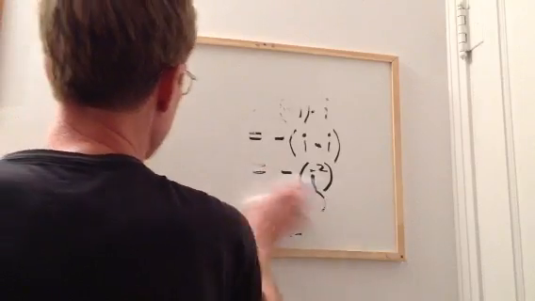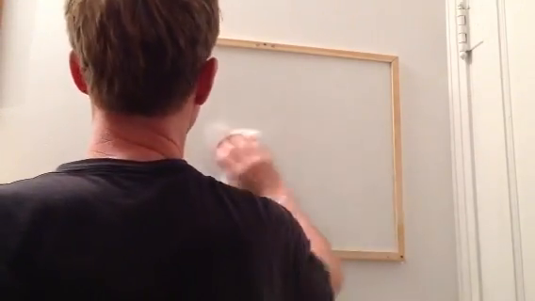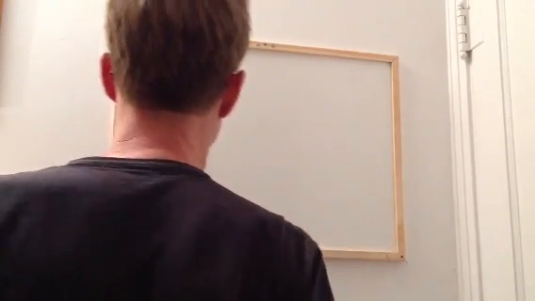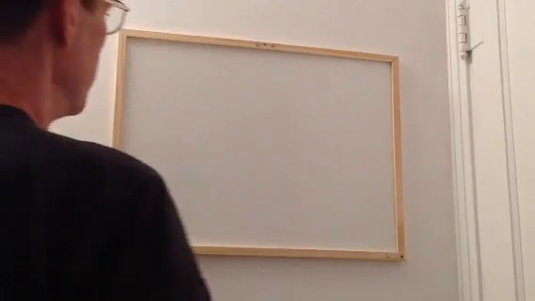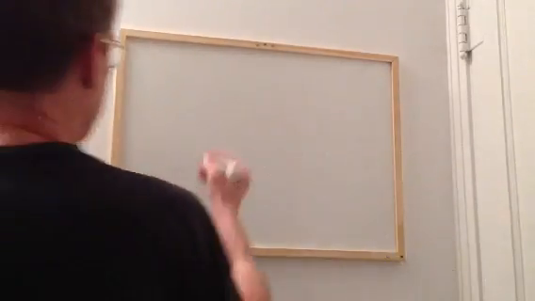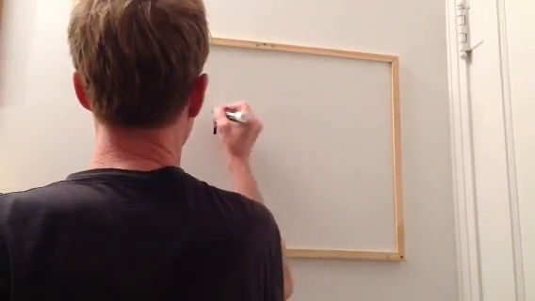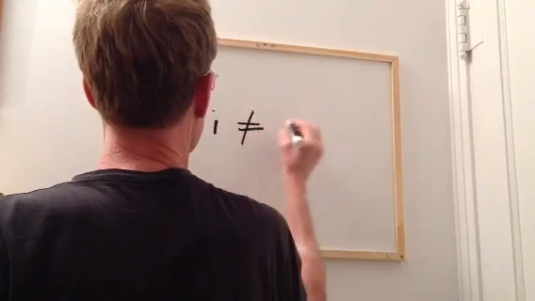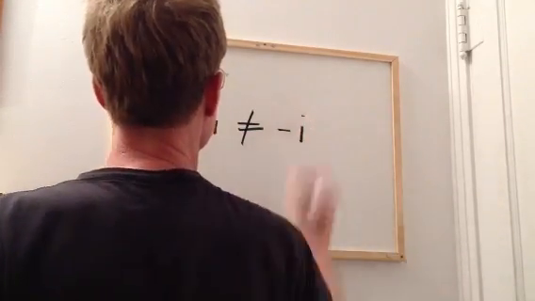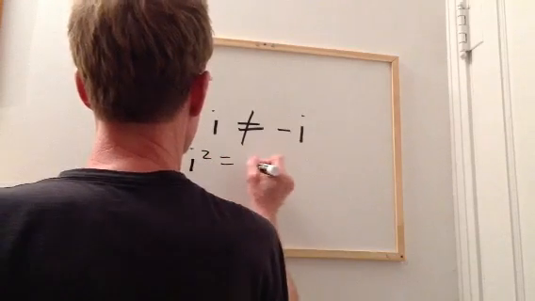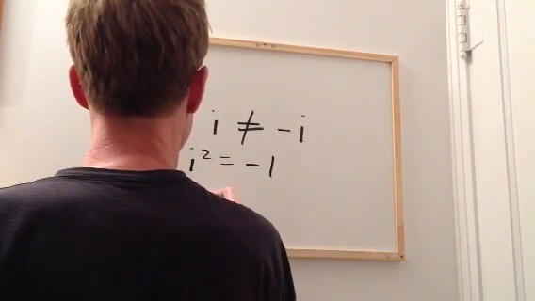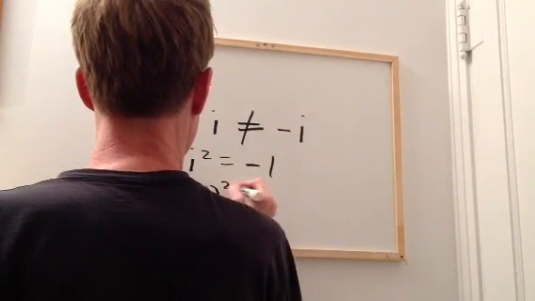All this may seem like what they call splitting hairs or semantics, but it's very important because it brings us to a conclusion. We now know that we should never assume that i equals minus i. We know that it doesn't. Even though i squared equals minus 1, what does minus i squared equal?